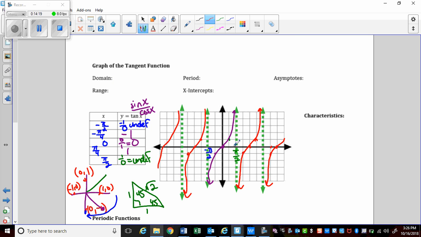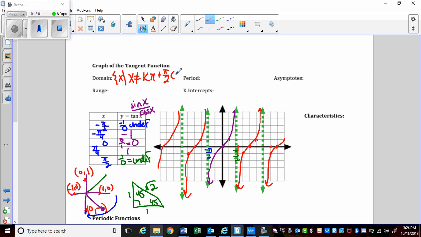There are holes in my domain now. So for tangent, x is all real numbers, except x cannot be any version of pi over 2. So right here, this is negative pi over 2. This is pi over 2. This is going to be 2 pi over 2, 3 pi over 2 right here. So we're going to say k pi plus pi over 2.